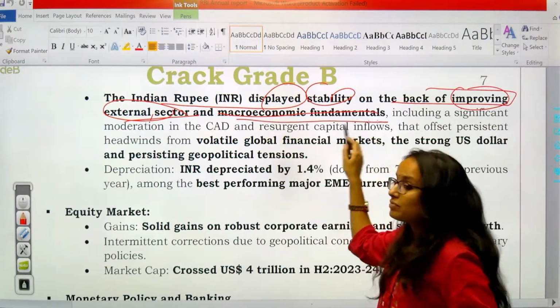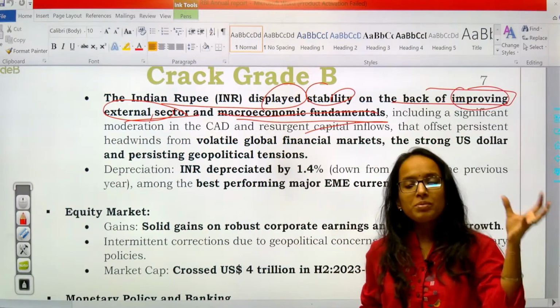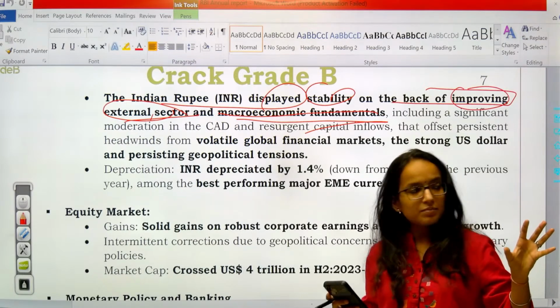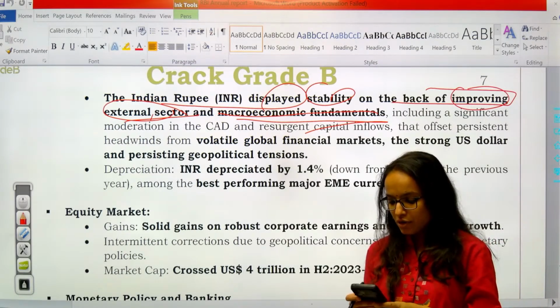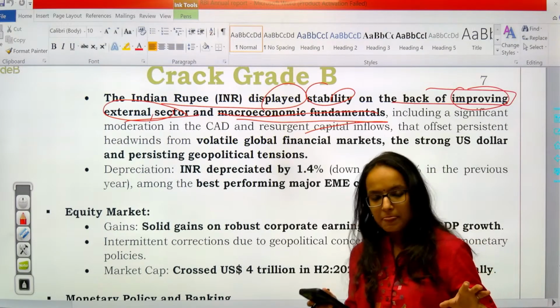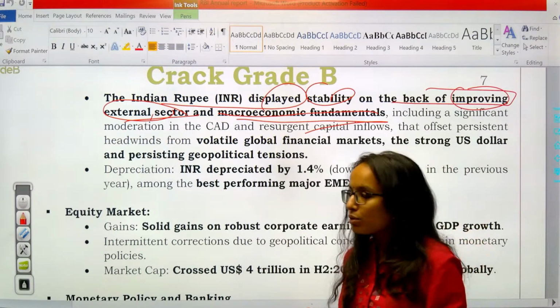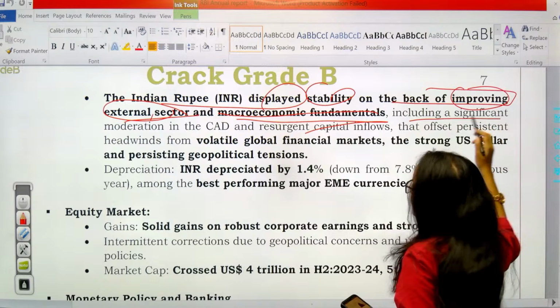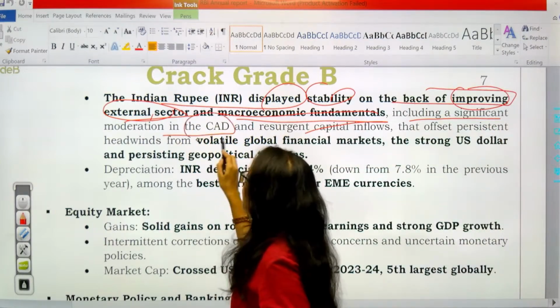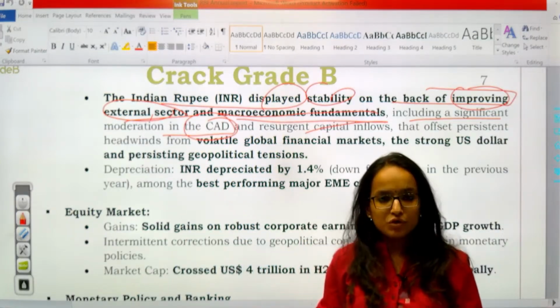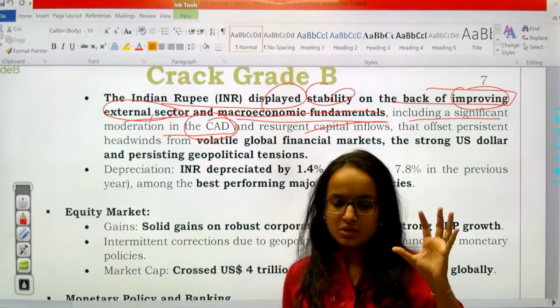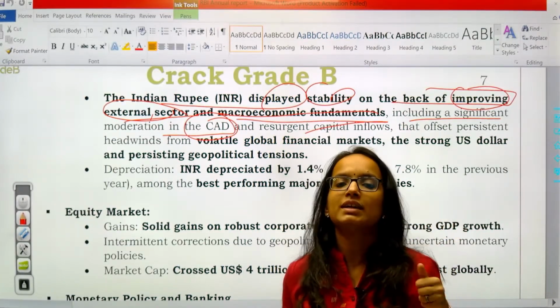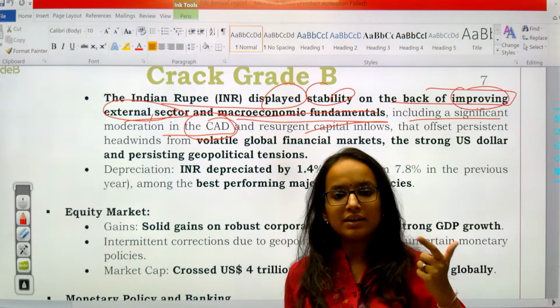Then macroeconomic fundamentals. The economy as a whole is also performing well, as you all know, right? The economy as a whole is also performing well. That's why your rupee is also strong, including a significant moderation in the CAD, current account deficit. So we all know that the current account deficit has significantly reduced or is reducing. It has been moderating in case of India, right? What is current account deficit?